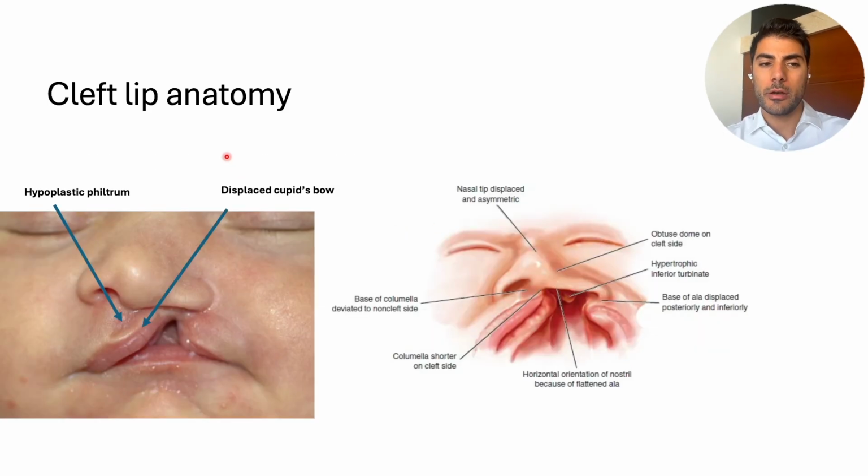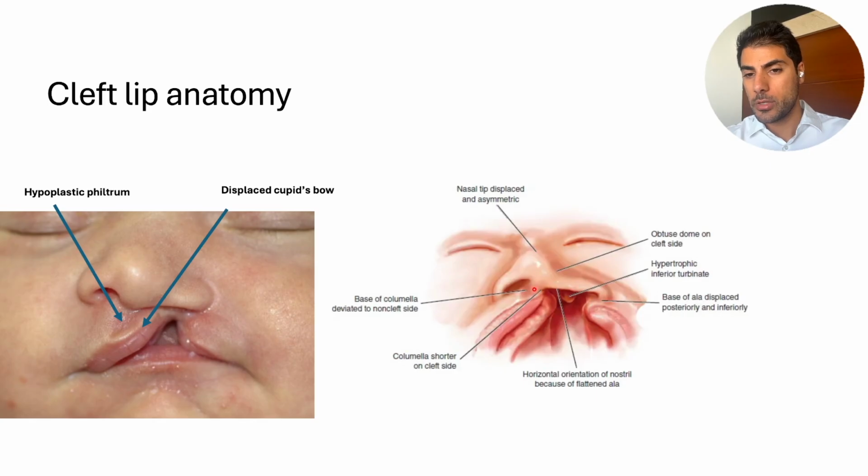So from the outside, we can see the cleft lip deformity. First of all, we have a hypoplastic philtrum. So here the philtrum is very short. There's a displaced Cupid's bow, so instead of being horizontal, it's displaced upwards. The nasal tip will be displaced towards the cleft side, while the base of the columella will be pushed to the non-cleft side.